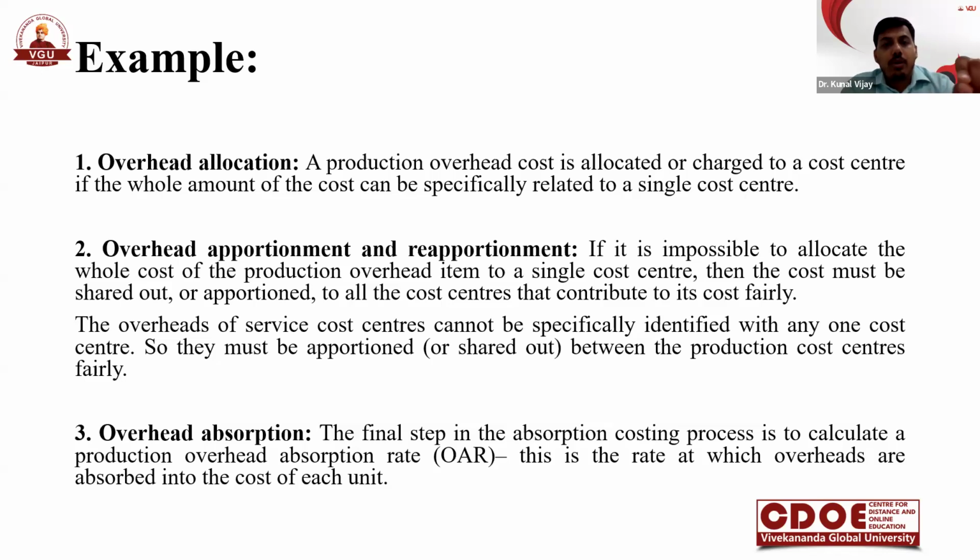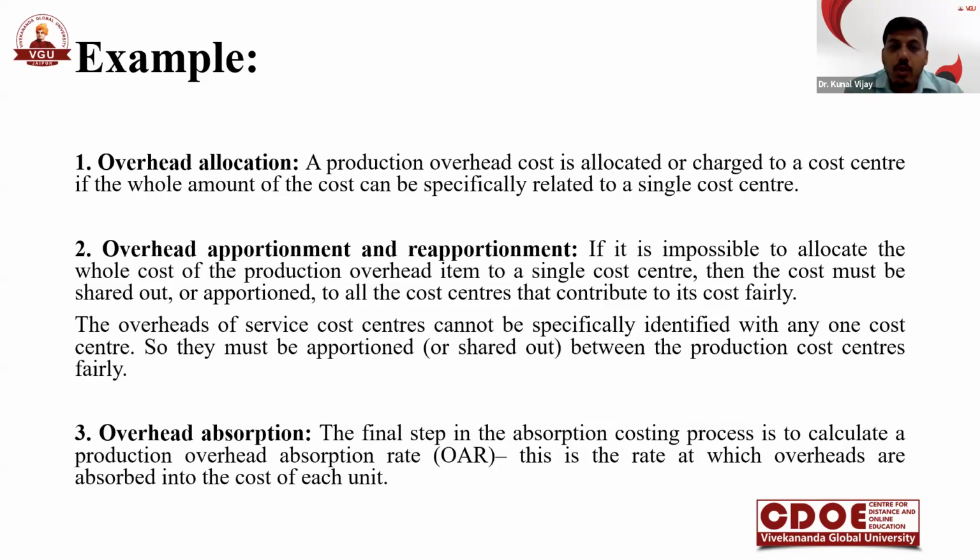So in overhead allocation, first of all, we allocate all the costs related to the different cost centers. We allocate direct material for steel and for plastic bottle, labor, and direct expenses, which are clearly given in the question, and you will be able to bifurcate all the expenses to different products because it is clearly given in the question. After that, overhead apportionment and reapportionment.